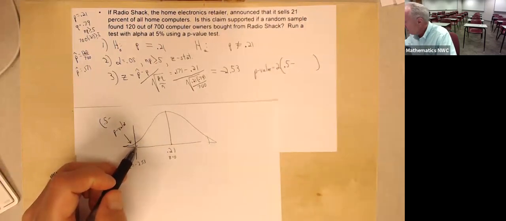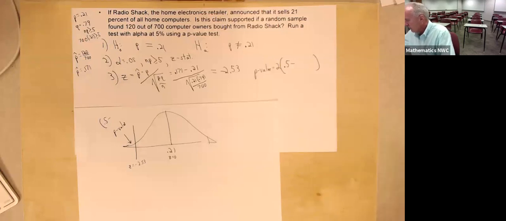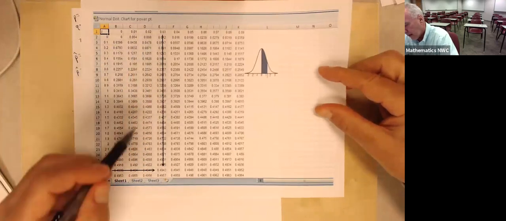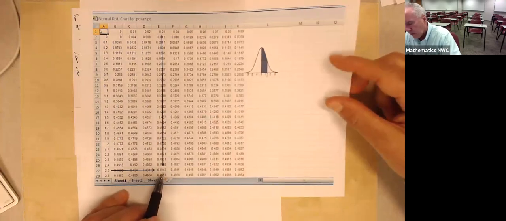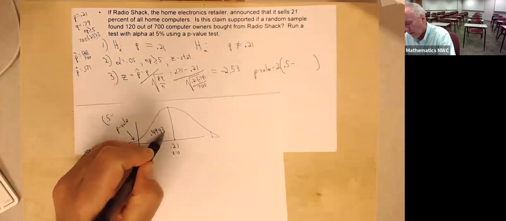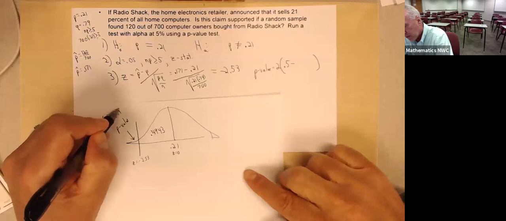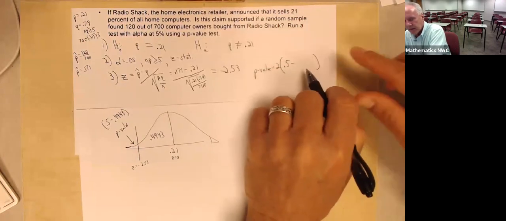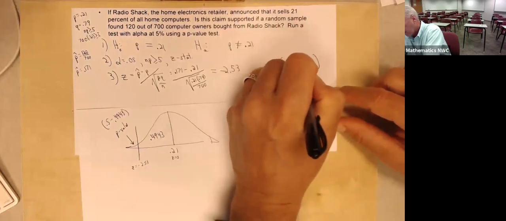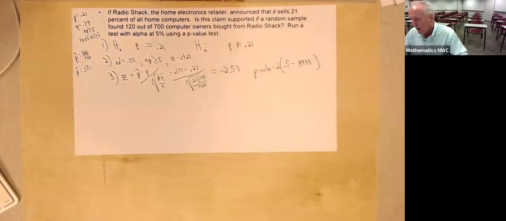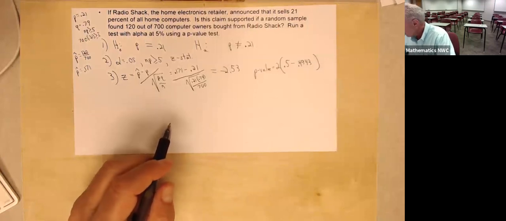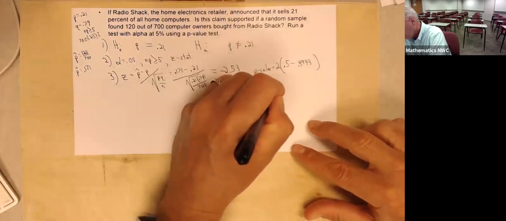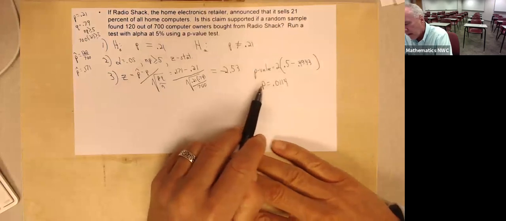So I look for 2.53 on the chart. 2.53 gives me that middle column to be 49.43. This tail will be 0.5 minus the 49.43, and I got to double it. That's why when I go over here, it's going to be 0.5 minus the 49.43. So I subtract it and then double it. When I do that, I end up with 0.0114. That's my p-value for this one.